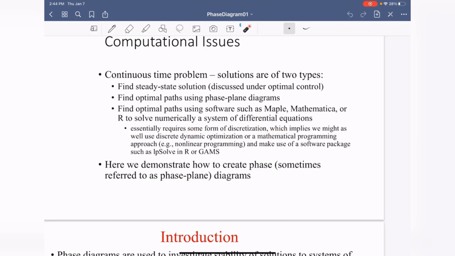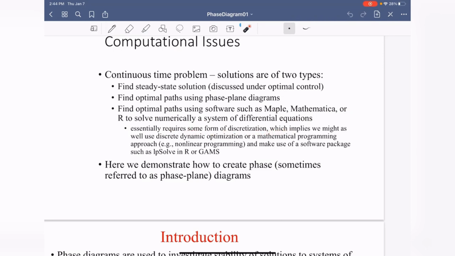Here we demonstrate how to create phase plane diagrams, or sometimes they're simply referred to as phase diagrams. And we do this because it's more difficult to look at stability of systems, so the second order conditions, if you like. It's easier to do that using phase plane diagrams than it is to try and calculate the eigenvectors and eigenvalues from some of the square matrices that we develop out of the parameters of the system. So let's look at phase plane diagrams.